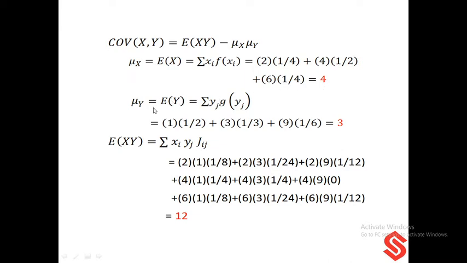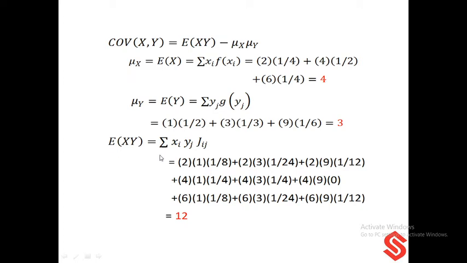Next expectation of y, that is E of y is equal to sigma yj g of yj, that is y1 g of y1 plus y2 g of y2 plus y3 g of y3. Substitute the values, we get 3.